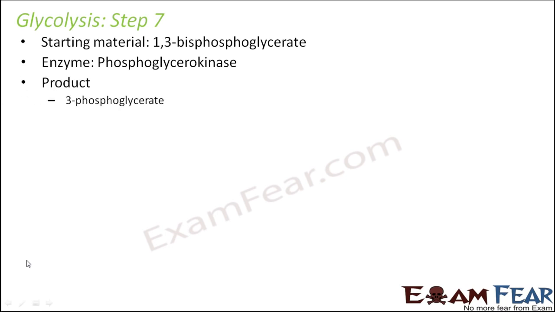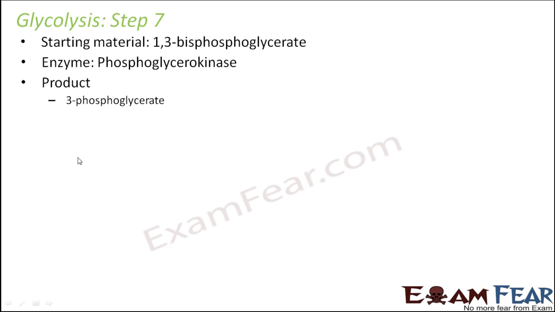So the product which is formed here is 3-phosphoglycerate. So again you see one phosphate group has been removed because here the starting material had bisphosphate and the product has just one phosphate. So that bi is gone. That means the one phosphate group is gone. So let us see what happens here.